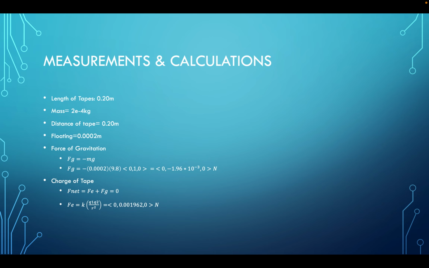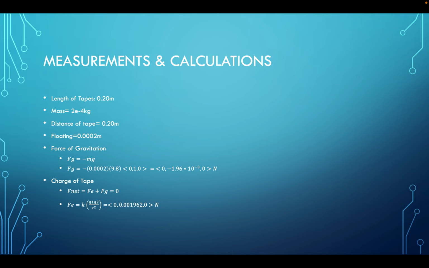Here are some of our measurements and calculations. The length of the tape was 0.2 meters. The mass was 2 times 10 to the negative 4th kilogram. The distance was 0.2 meters. The float was 2 times 10 to the negative 4th meters.